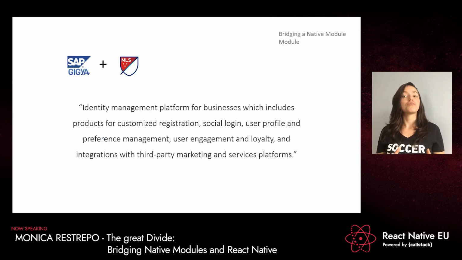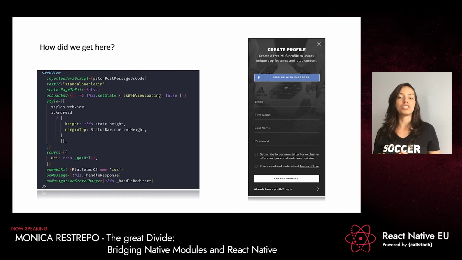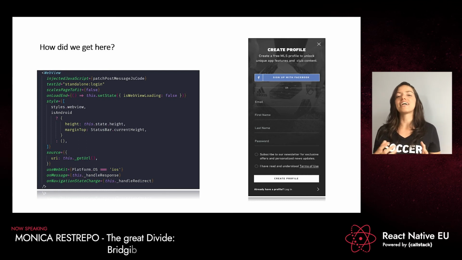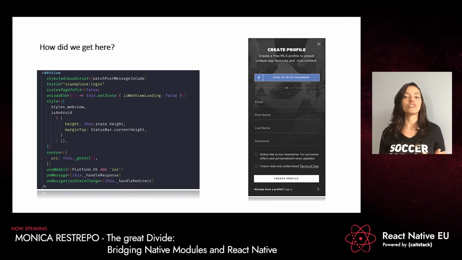For those who aren't familiar with this platform, Gigya handles the registration, social login, user profile, and preference management features. Our app's login screen used to load a web view that would interconnect with our web login page, and then subsequently send our users' login information to Gigya. We were having several hiccups with this approach because it wasn't the most performant, and we were missing some of the capabilities that Gigya had to offer with their native SDK.